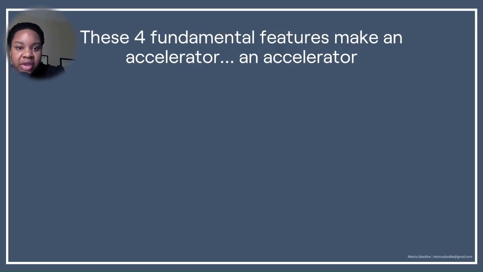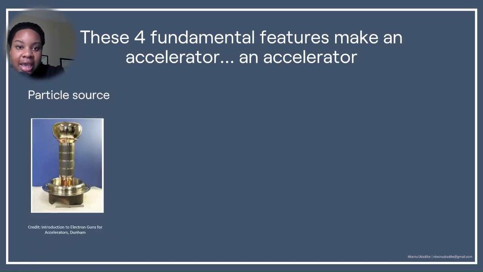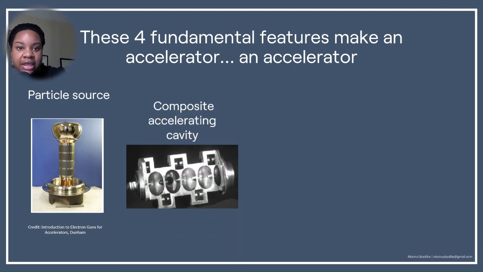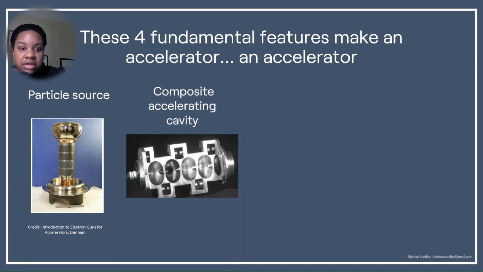But even though they have different shapes and sizes, all those machines have four things in common. The first one being a particle source that produces the charged particle. It can be a proton, electron, or ion. The second is a composite device to add energy to the particles and speed them up by applying a static or oscillating electric field.